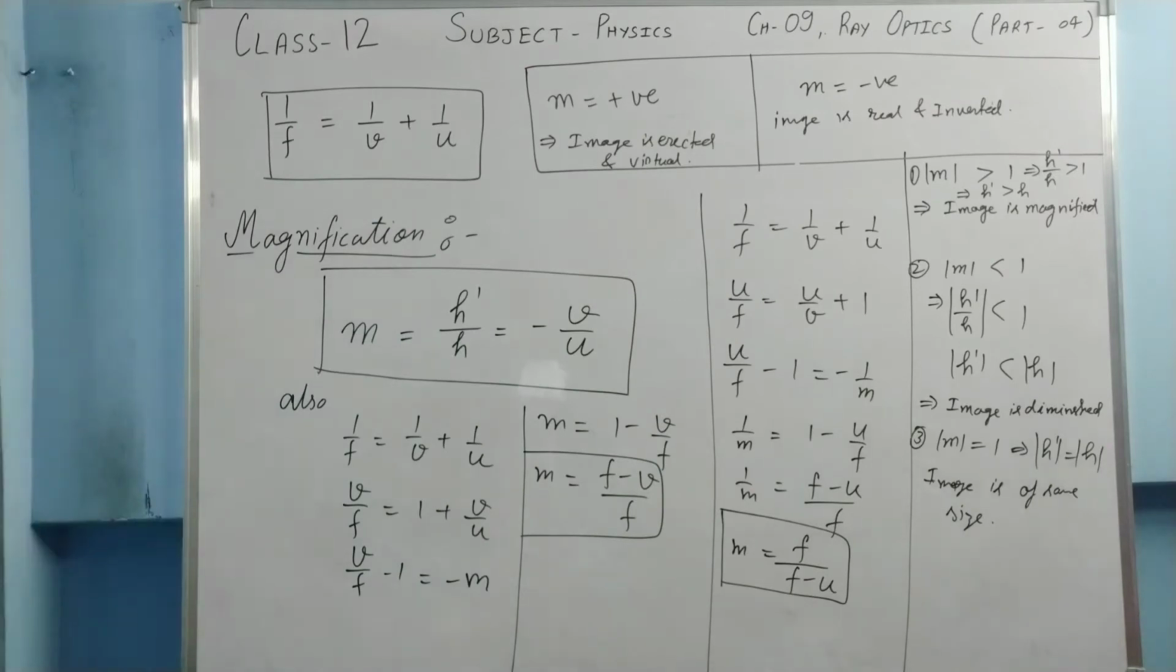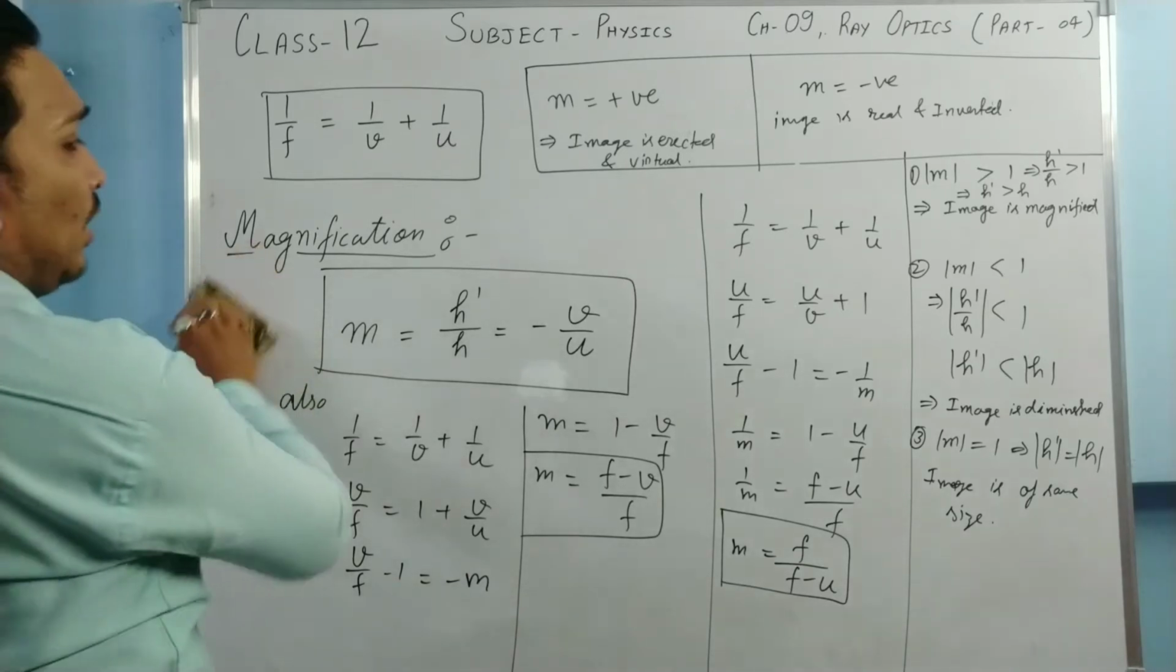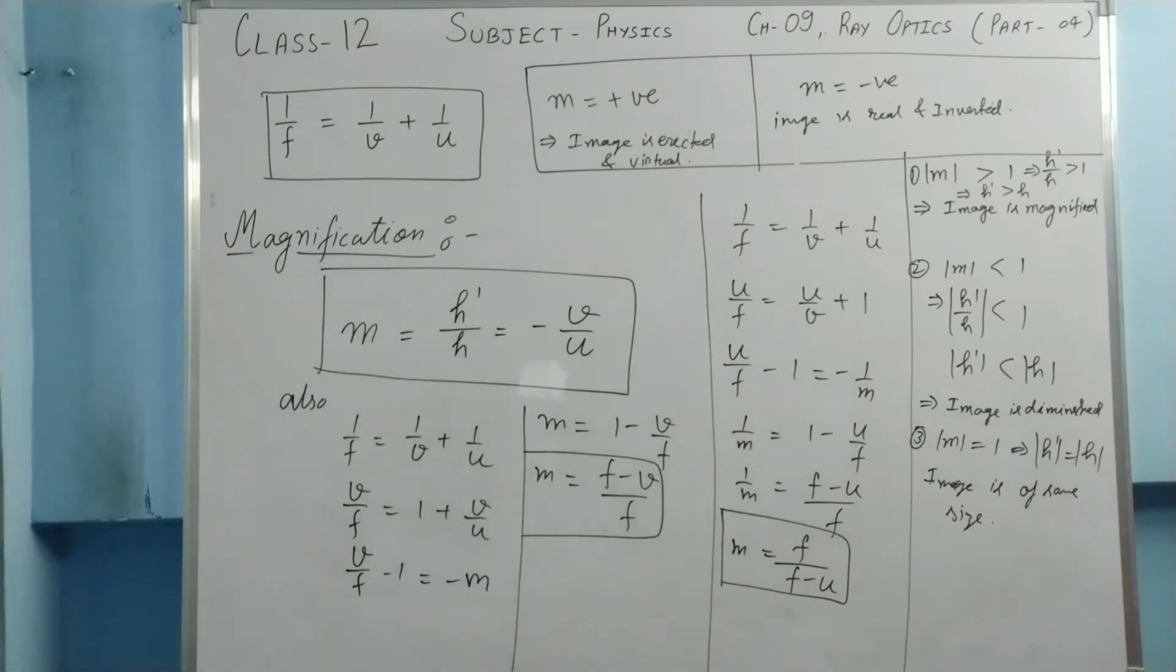So all these points are related to magnification produced by a concave or convex mirror. Okay, so this was all about it. You should note it down. Okay, pause the screen and note down.